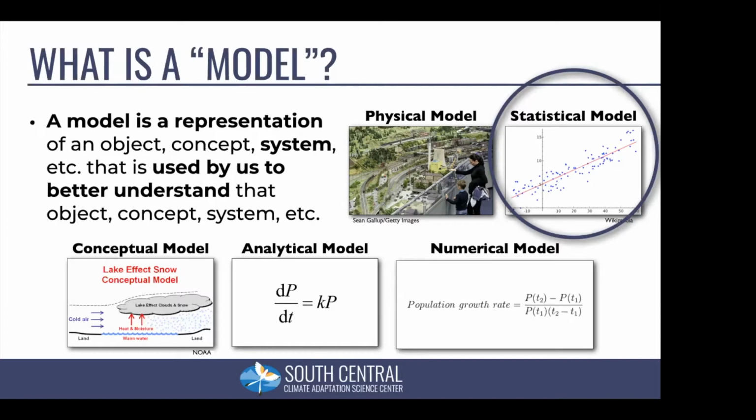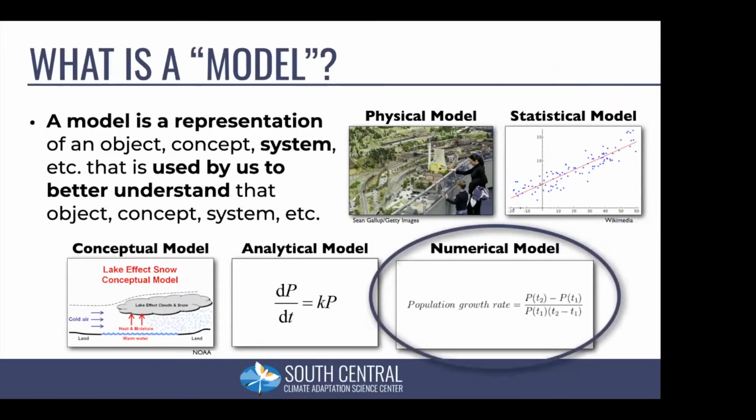Statistical models are powerful, but they don't explain why a process occurs. They are also limited by the data used to create them. Later in this presentation, I will talk about statistical downscaling. Our downscaling uses statistical models to relate regional climate to local climate.